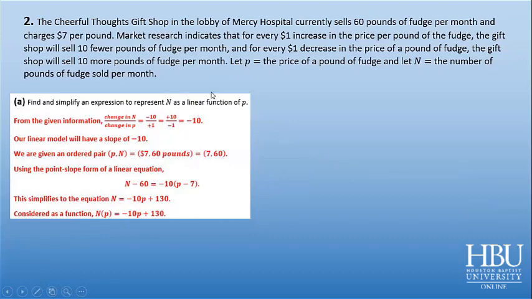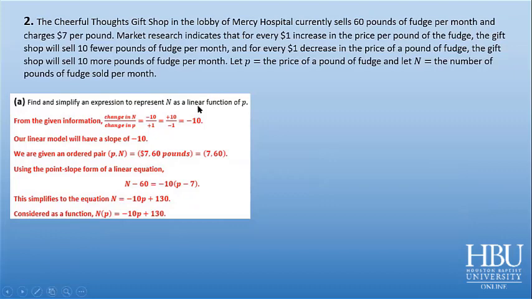Suppose we want to find and simplify an expression to represent N as a linear function of the price. Remember that the number of pounds sold is dependent on the price. So price is our independent variable, the first in our ordered pair, and N is the dependent variable. Instead of X and Y, we're using P and N. But the principle of finding a linear equation works exactly the same way.